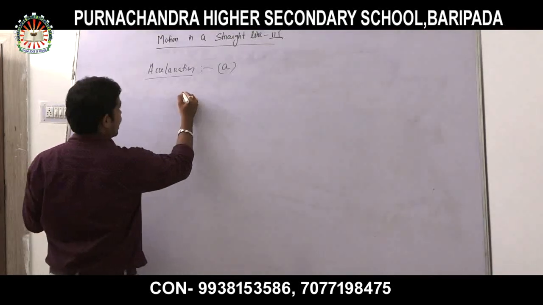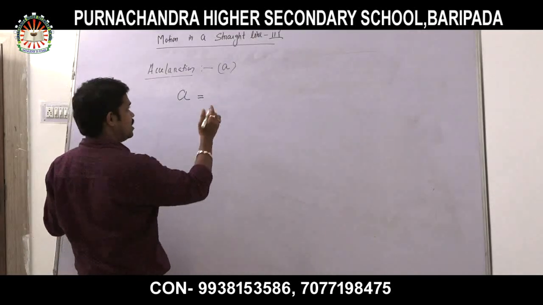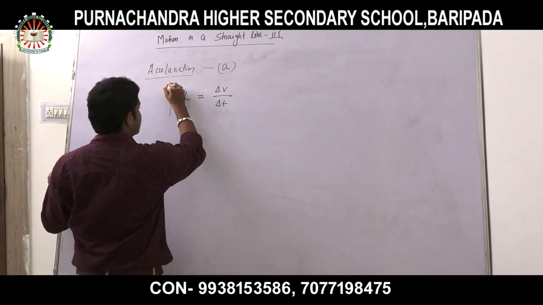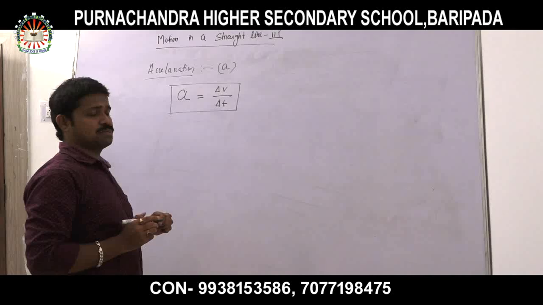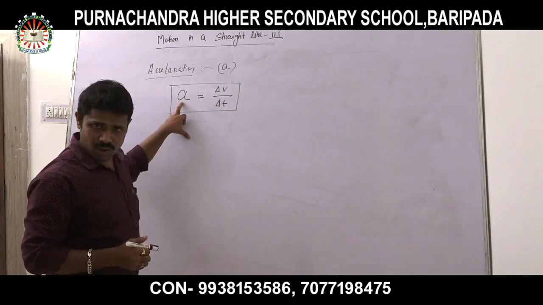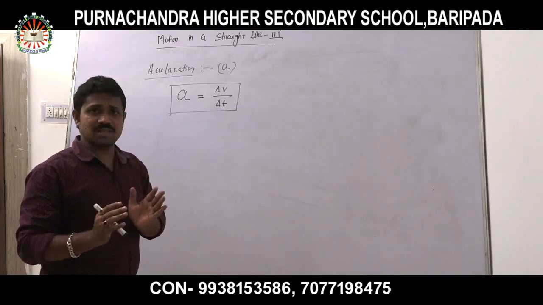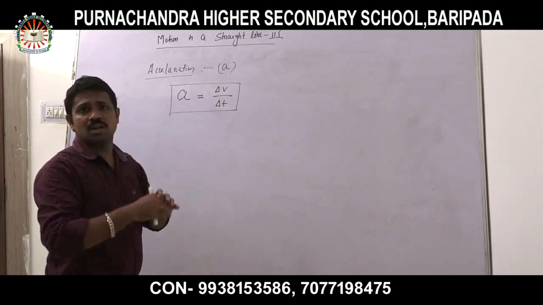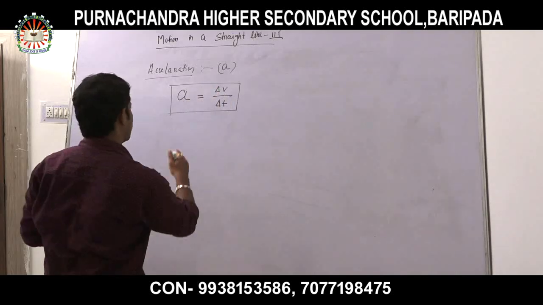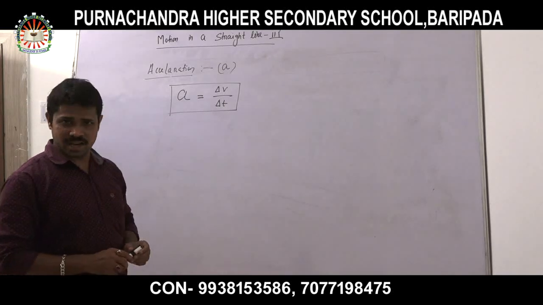So now simply I can write the acceleration A is equal to the rate of change of velocity, that is del V divided by del T, the change of velocity with respect to time, and it is a vector quantity. It depends upon the direction in which the object is moving. Okay, so A is equal to del V by del T. This is the expression of your acceleration.